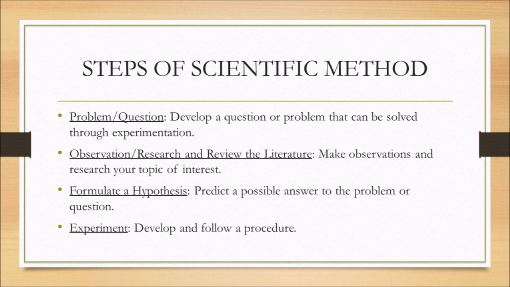Here, the investigator makes observations, that is, collecting data related to the problem or experiment. The third step is review of the literature. Review the available literature on that particular problem. The fourth one is formulate a hypothesis. Here, the investigator predicts a possible answer to the problem or question. The fifth step is experiment. Here, the investigator is going to develop, implement and follow a procedure.